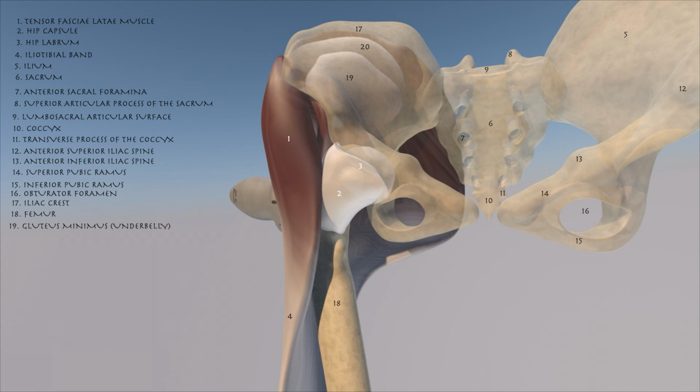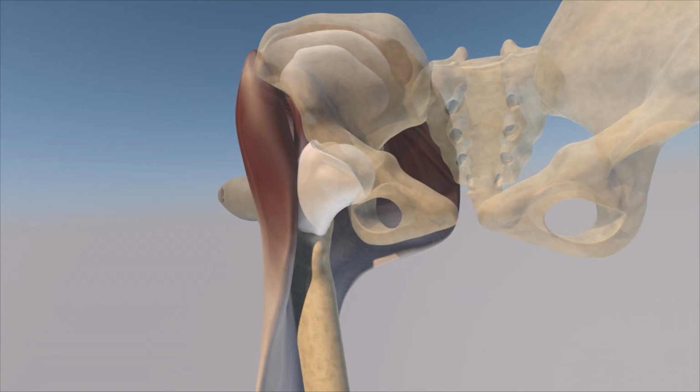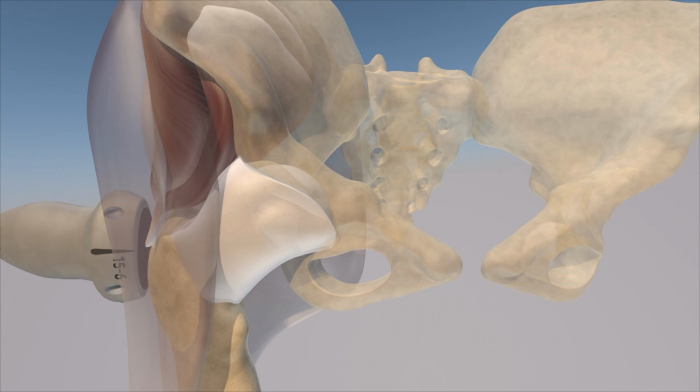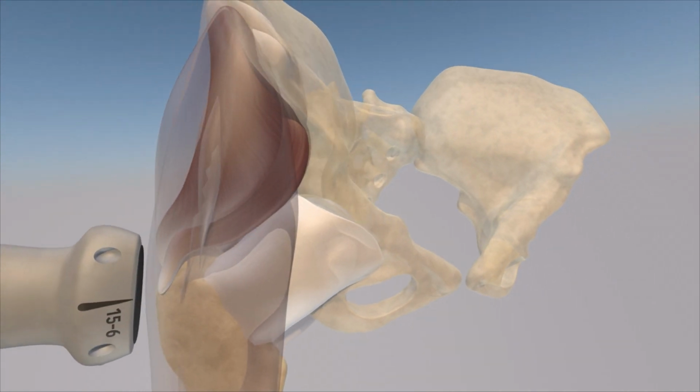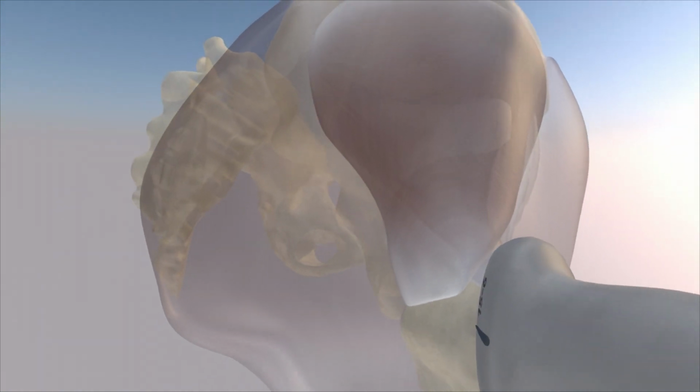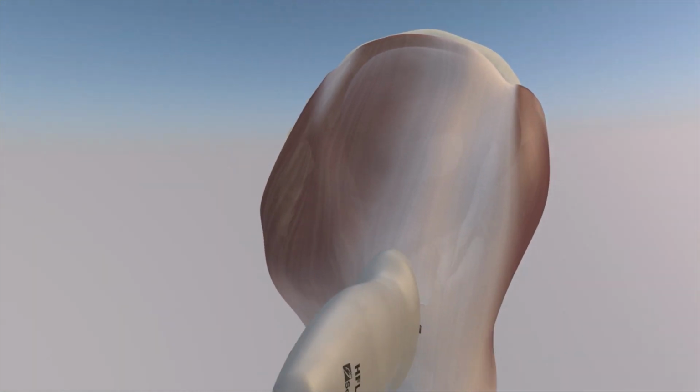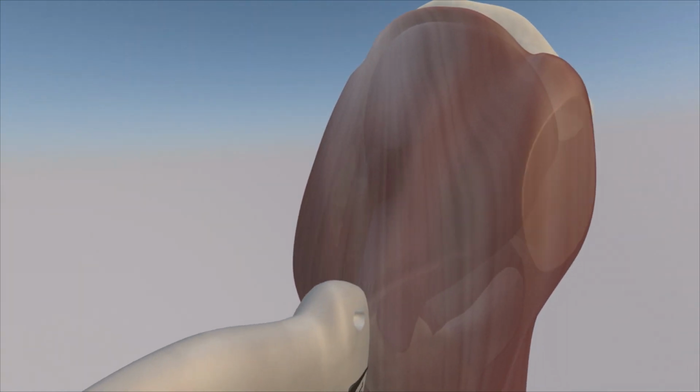Here's a pretty detailed list of some of the bony structures of the pelvis. You can also see the underbelly of the gluteus minimus and medius muscles as the pelvis is translucent. Here we're making the gluteus maximus and tensor fasciae lata translucent, and you can see the underlying gluteus medius and minimus muscles. And here you can see a glimpse of the gluteus medius muscle.